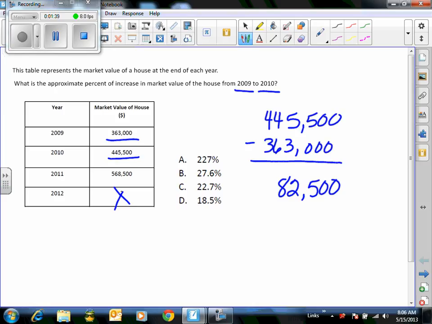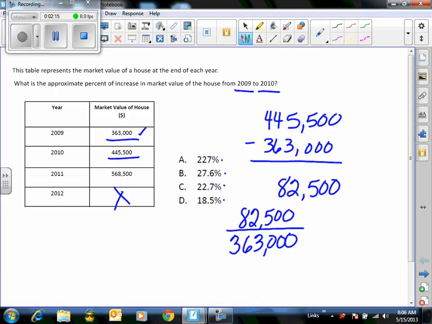Obviously, you can see that none of these choices is 82,500. So often, what you guys want to do is you want to do the subtraction and say, okay, I'm done. That's not percent. We need to take that 82,500 and divide it by the original cost of the house. That's where it started. It started at the cost in 2009. So we're going to take that number, divide by 363,000.